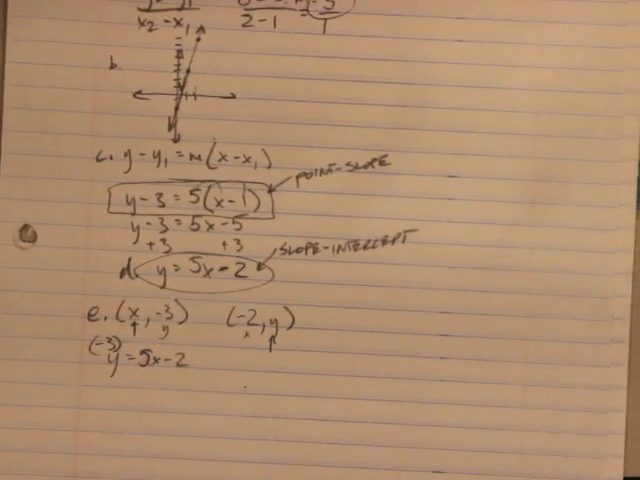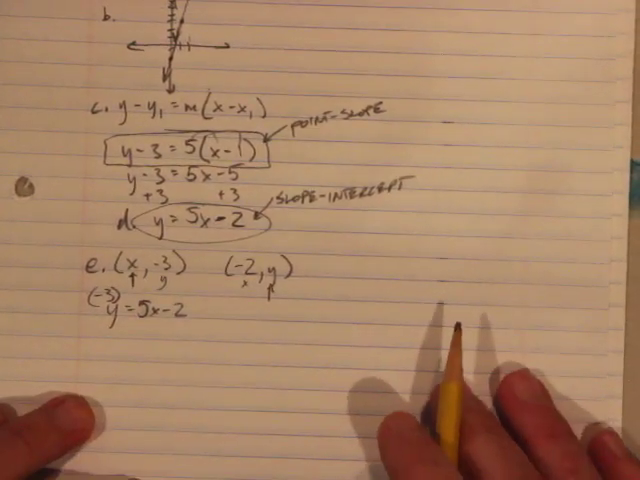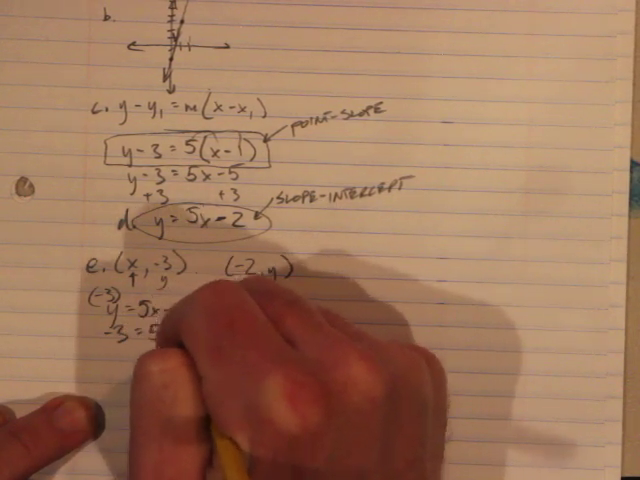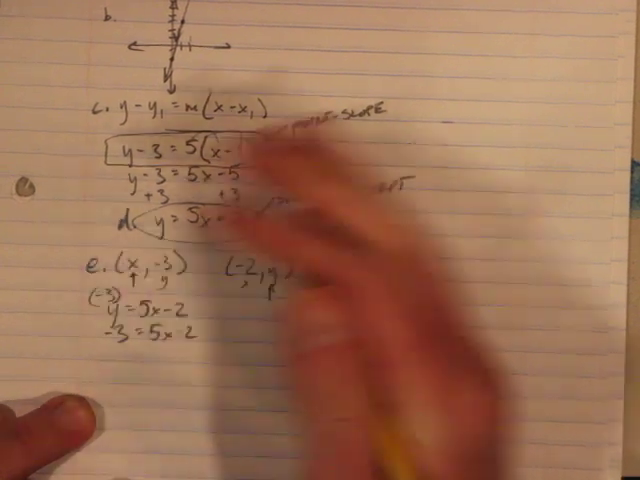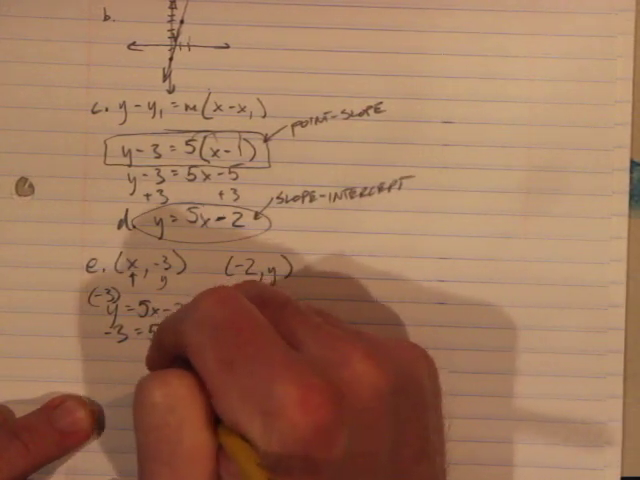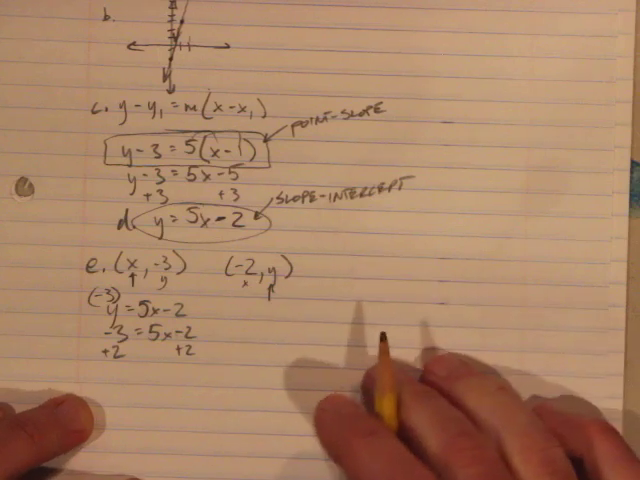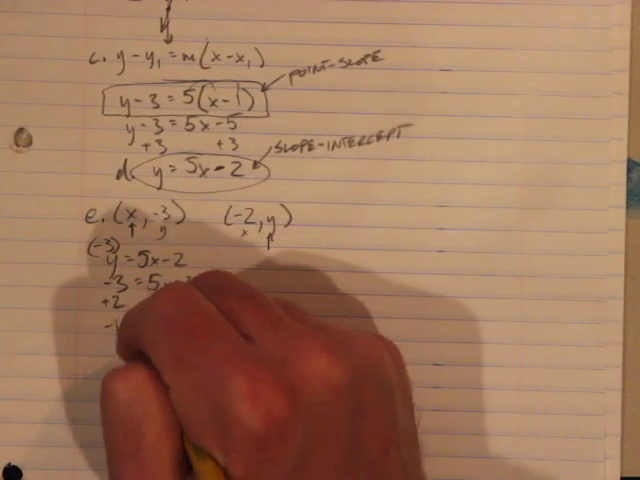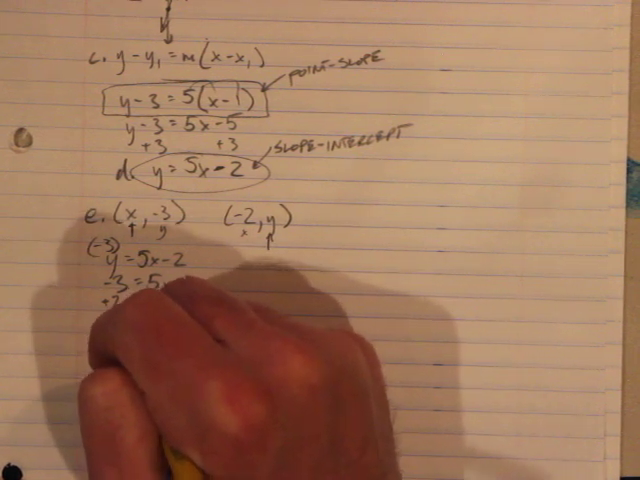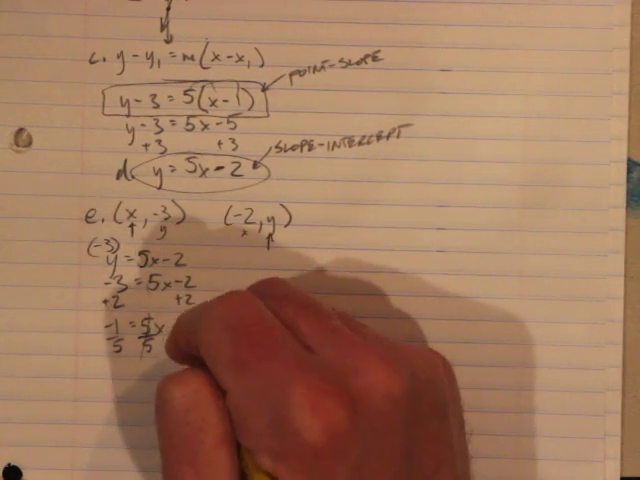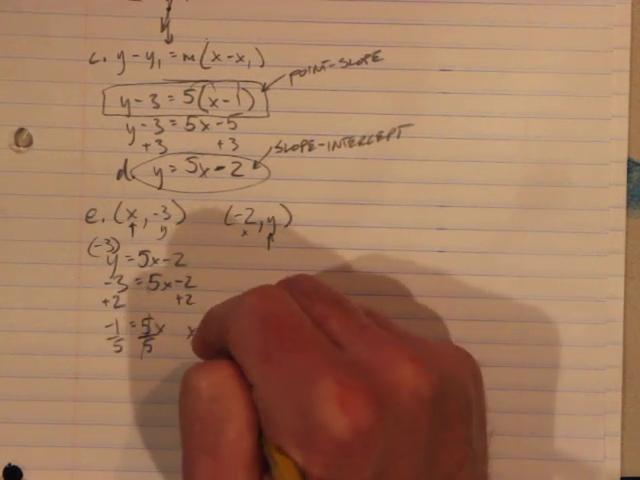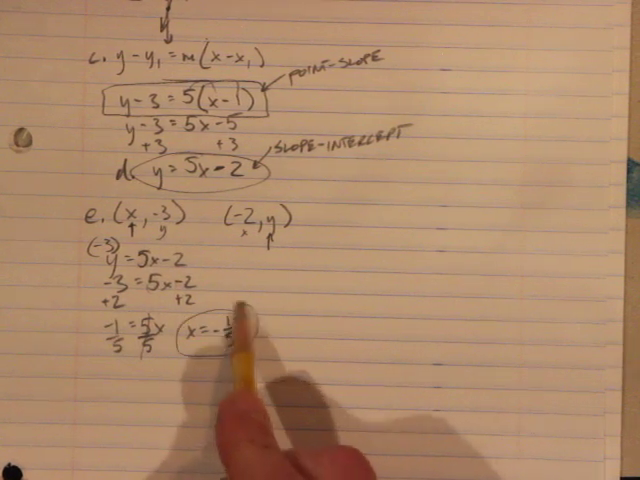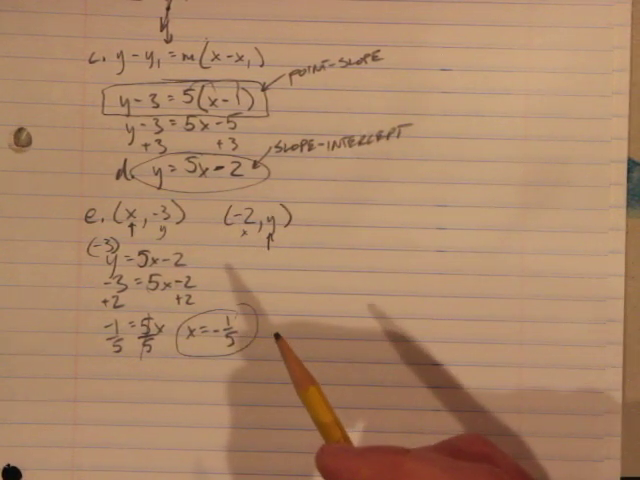I'll make sure I got this on the camera here. Negative 3 equals 5x minus 2. Wow, I'm falling apart. I'm going to add 2 to both sides to get 5x by itself. That gives me negative 1 equals 5x. Divide both sides by 5. And now x equals negative 1/5. So when y is negative 3, x is negative 1/5.